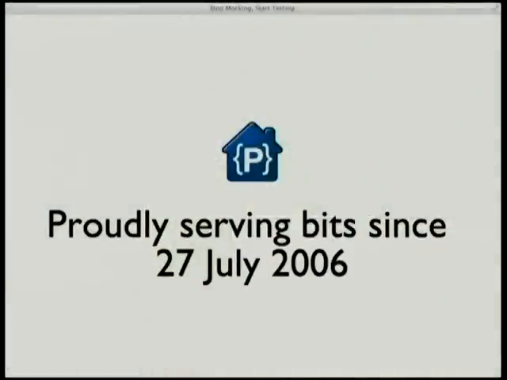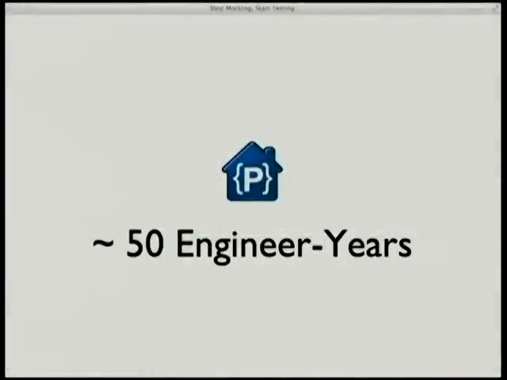So project hosting's been around serving bits since July of 2006, so it's about 5.5 years old, plus probably 9 months of development before that. It's got all the things you'd expect in a project hosting website, and we've got about 50 engineer years in the product at this point. And the median engineer service tenure on the project is just about 2 years. So it's a project that people rotate onto and rotate off of. Which is not unusual for Google, but it might be unusual for other teams.